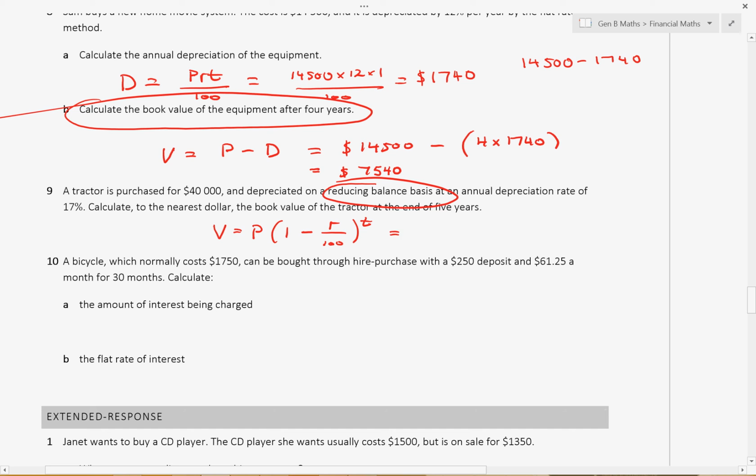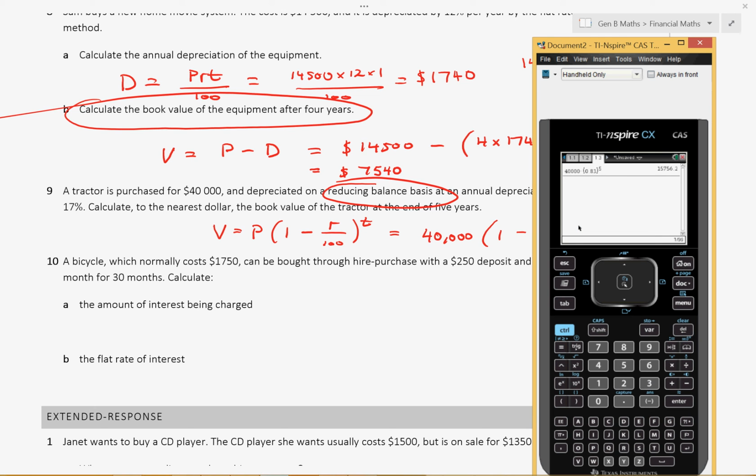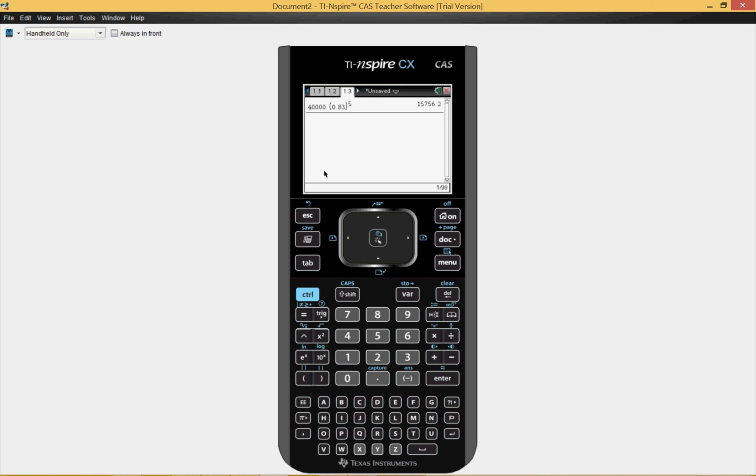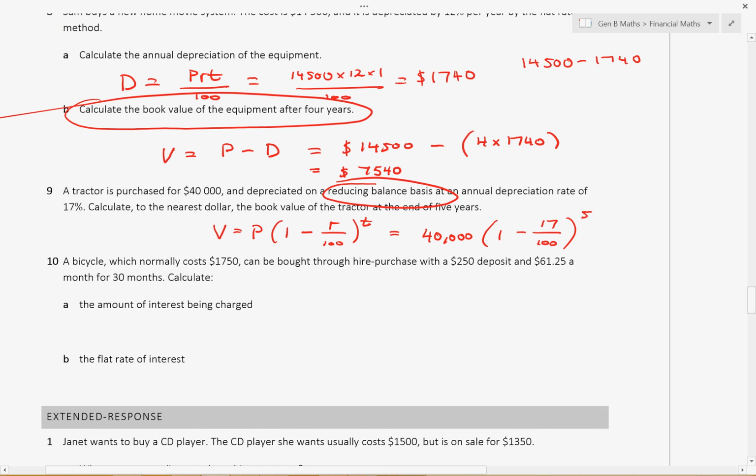Now, that is equal to, if you put into your calculator $40,000 depreciates 1 minus 17 over 100, you could have put that in if you realised 17 over 100 is 0.17 in decimal. That's what I've done in my calculator. And if you put that in, you should have got, that's right, a value of $15,756.20.